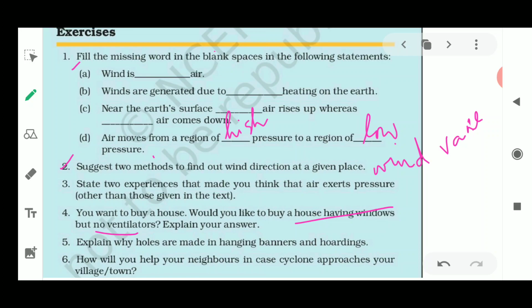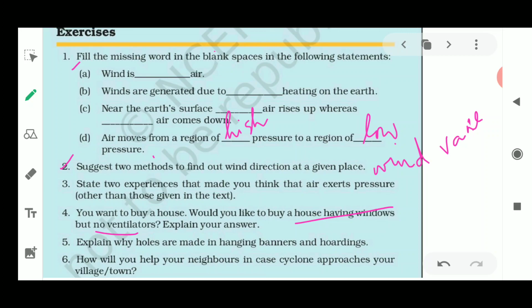So these holes are very important because air exerts pressure in all the directions. Air is going to apply pressure on these banners and hoardings in all the directions. Then what will happen, if the banners and hoardings do not have holes, then the pressure exerted by the wind may tear them off. Okay, so this is a very common point which you could see, that the large banners and hoardings have many holes in between them. Why are these holes there?